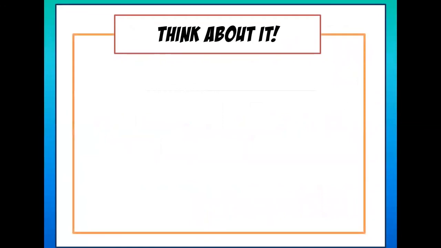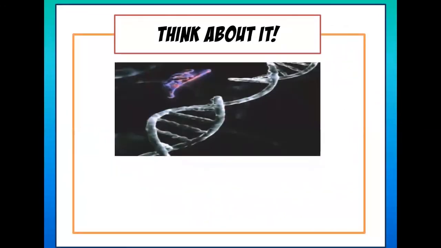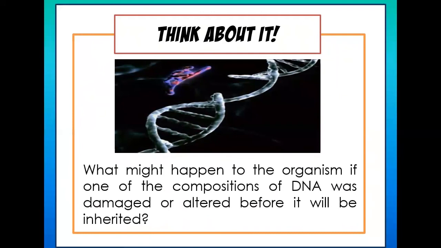Now, let's go back to the think about it question. So the question again is, what might happen to the organism if one of the compositions of DNA was damaged or altered before it will be inherited? Now, this is the time for you to type your answer on the comment section below. If you have a correct answer, then you will get additional score for your recitation.